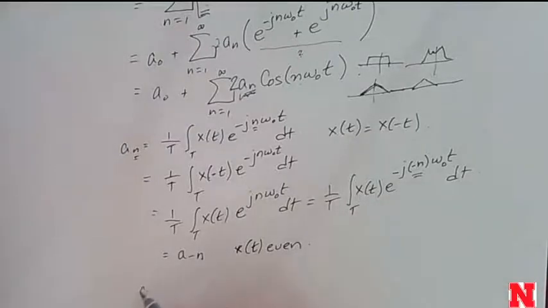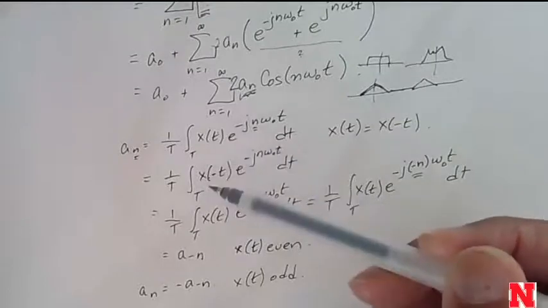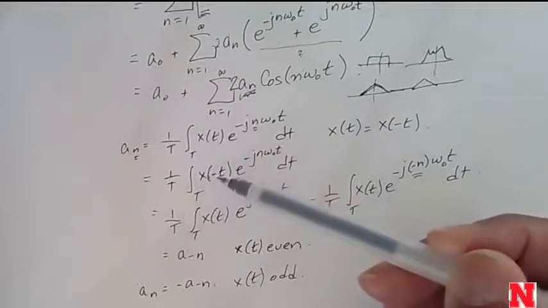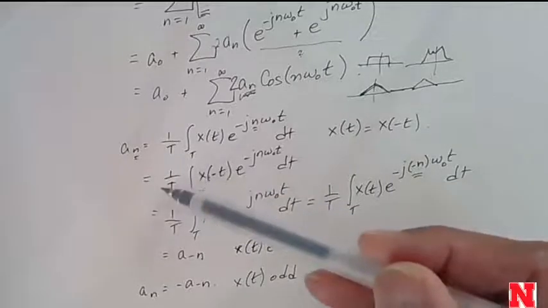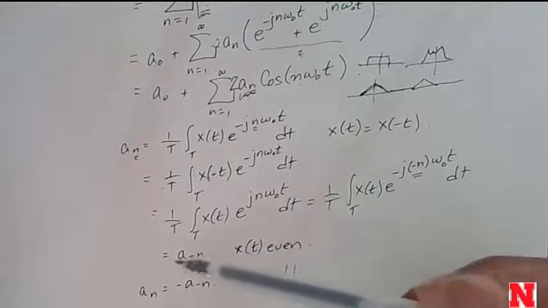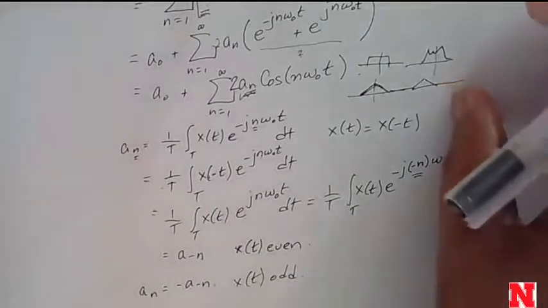And for x of t odd, I can show that a sub n is equal to minus a sub minus n. Okay, for x of t odd. I've shown it in the notes, so you can take a look at it there. Same kind of idea. Instead of replacing x of t with x of minus t, I replaced x of t with minus x of minus t, and that minus sign went out, and everything else worked exactly the same way, and I ended up with minus a sub minus n. Okay, so there's that.